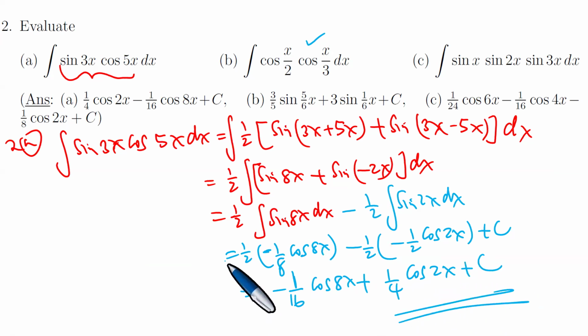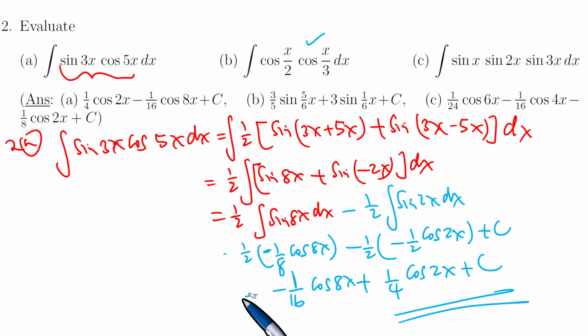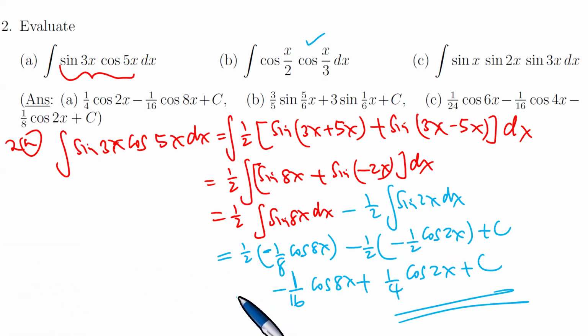All right, okay, this is what we have. So let us check what answer we get. This one is exactly the answer they got. It's 1/4 cosine 2x plus c minus 1 over 16 cosine of 8x plus c. It's exactly the answer they got. So we actually have solved the problem correctly.